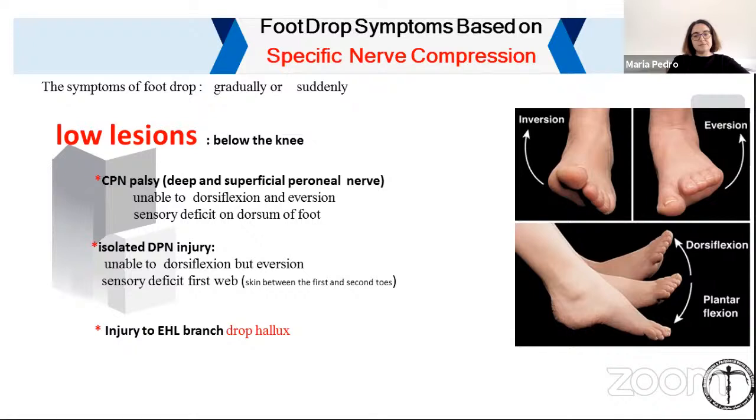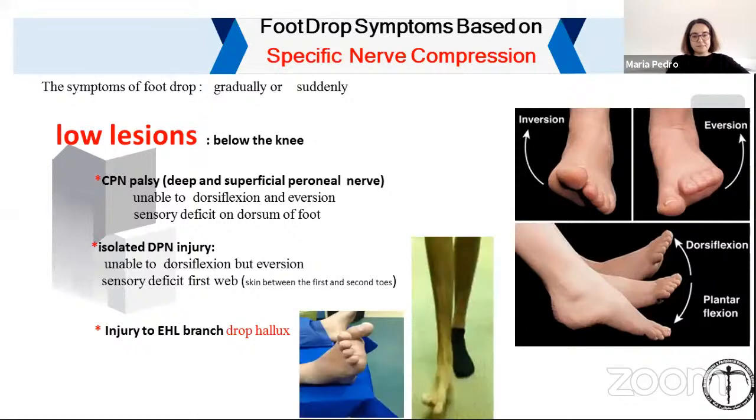So the patient is unable to dorsiflex, but eversion is preserved, with sensory deficit in the first web space. There is sometimes injury to the extensor hallucis longus branch, which is named drop hallux. In drop hallux, you see that the extensor hallucis longus does not dorsiflex the hallux. Drop hallux is not as debilitating as foot drop, but it's troubling, especially when walking barefoot.